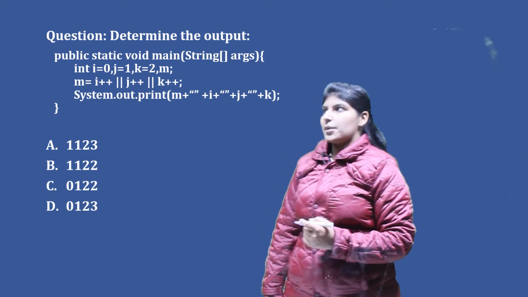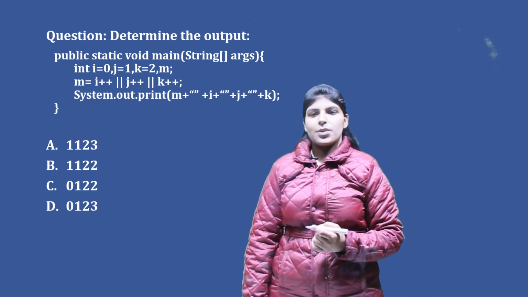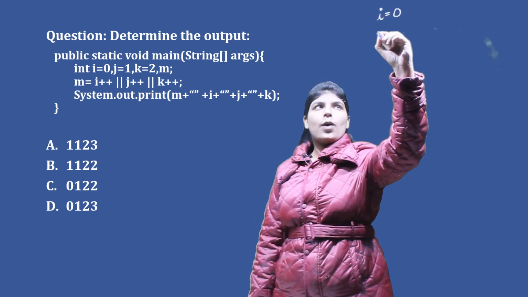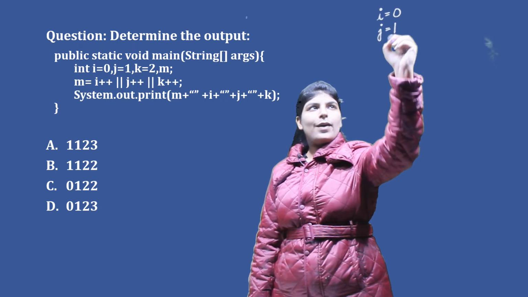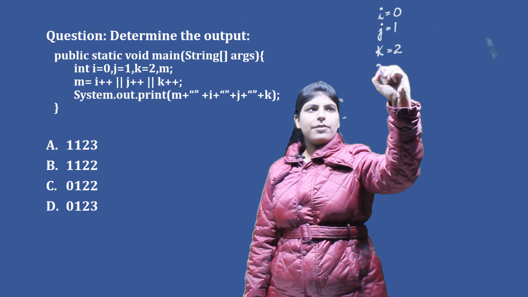So let us see the next question. Here I have 4 variables I, J, K and M. So what is the value of I? It is 0. The value of J is 1. The value of K is 2. Right? And next we have M.